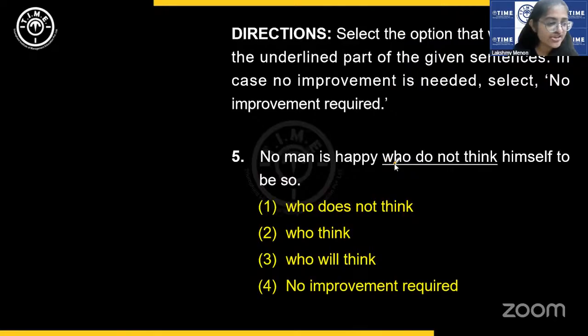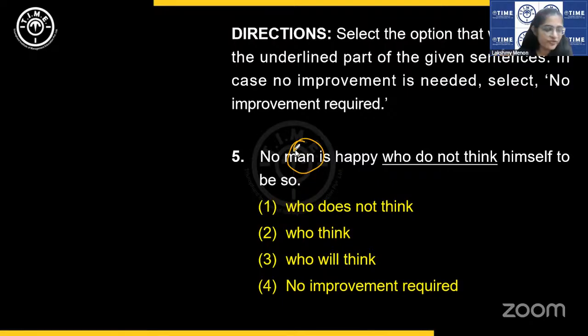Next, I know the instructions are covered in this question, but I will read it out to you. Select the option that will improve the underlined part of the given sentences. In case no improvement is needed, select the option which says no improvement required. That is option 4. Now, here, no man is happy who do not think himself to be so. What is the error here? The error is of subject-verb agreement, right? No man is happy. So who is the subject here? No man. Man is the subject essentially.